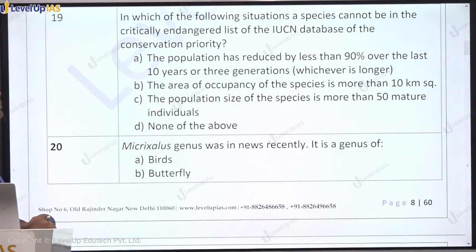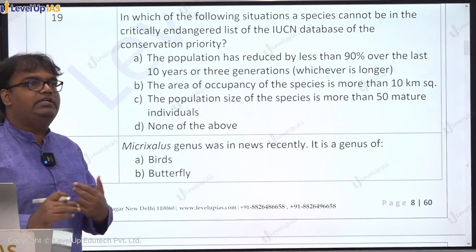In which of the following situations a species cannot be critically endangered? Wo critically endangered nahi ho sakta. Okay, when you are saying the population size of the species more than 50. Ab dekho, bustard ka population size more than 50 hai. Par wo critically endangered hai. D. Dekho, see, understand this.